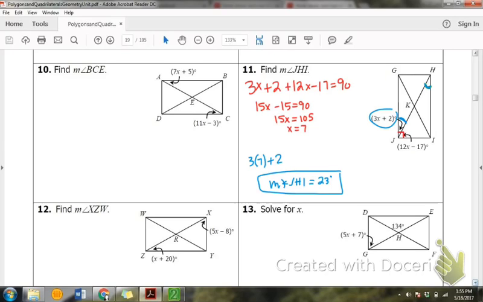Let's do number 13. I'll let you get started and see what you can do on 13.